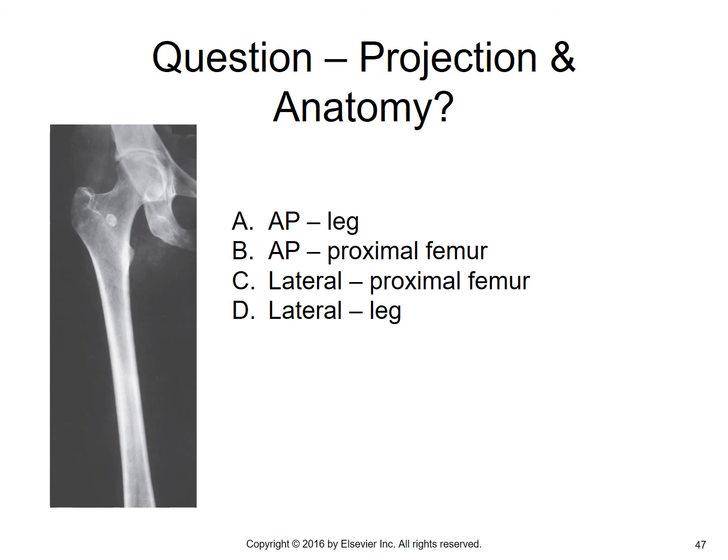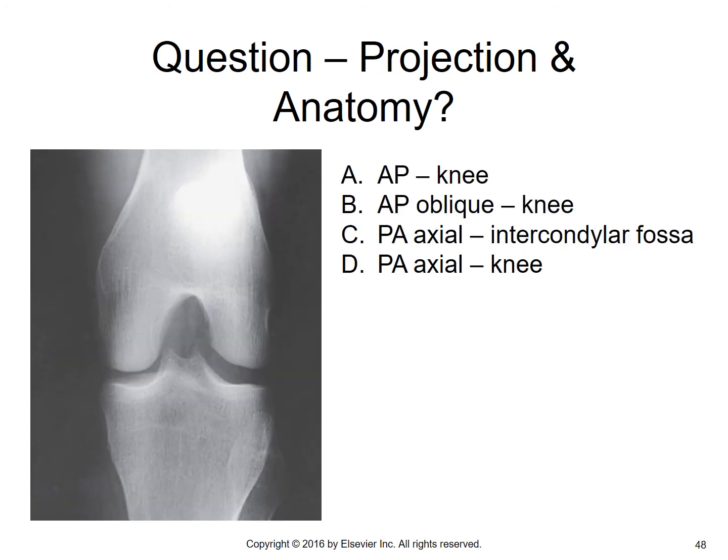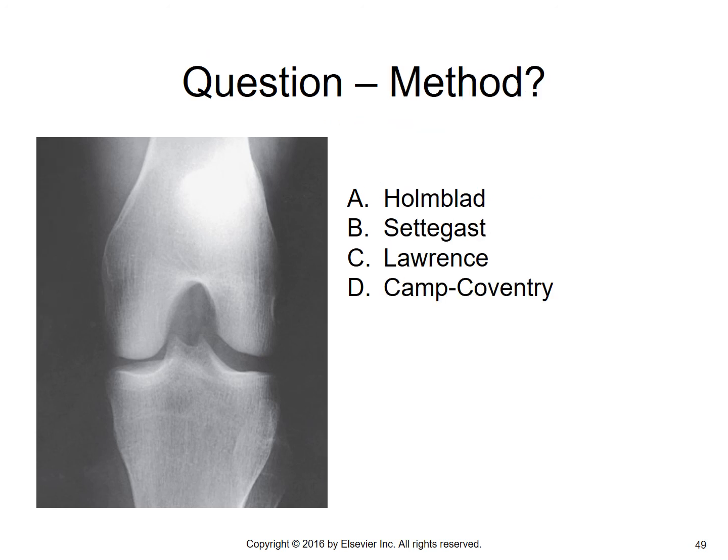Take a look at this one. Look at your choices. This would be an AP of the proximal femur, so B is your choice here. Take a look at this one. Look at the choices. Hopefully you guessed that this was a PA axial for the intercondylar fossa. You can see that tunnel there, so C is the answer. Take a look at the names here of the methods. Hopefully you guessed the correct one, which is D, the Camp-Coventry.